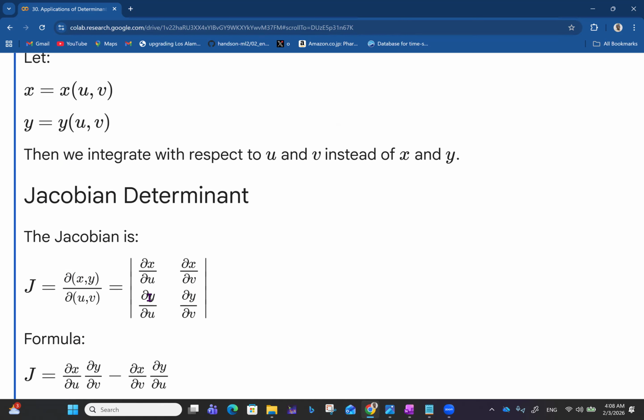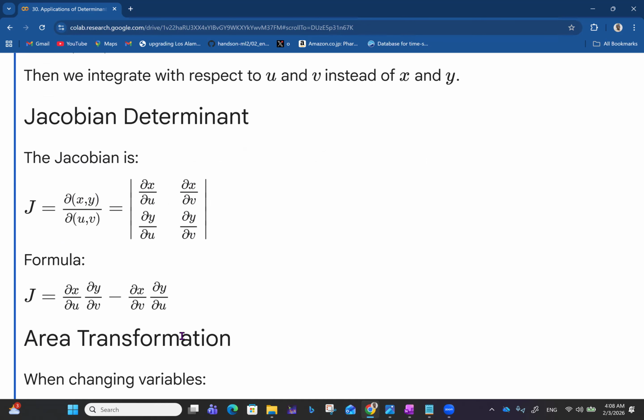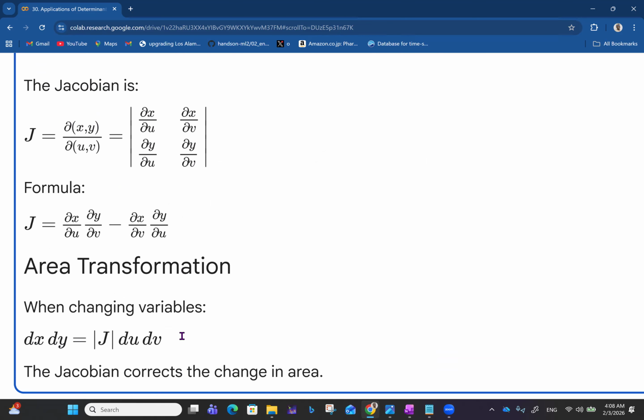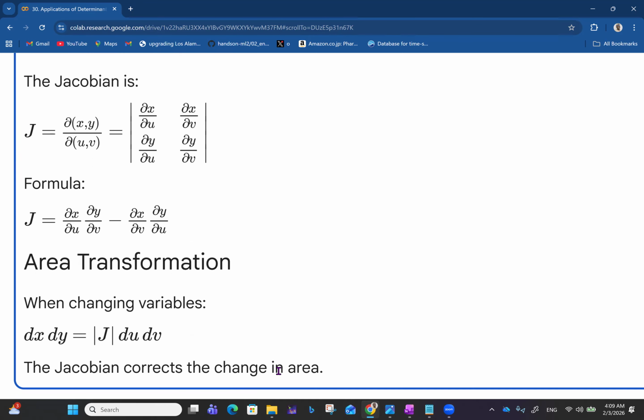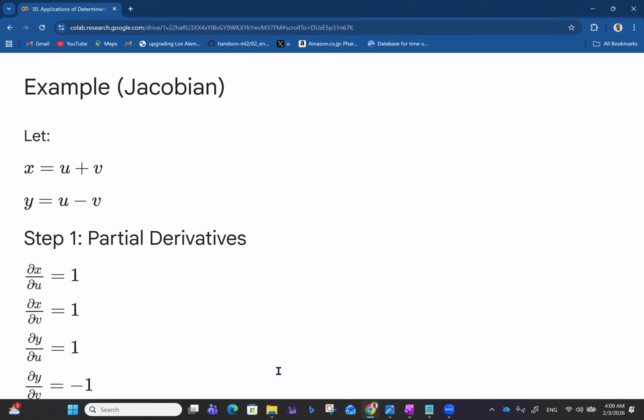So J now is dx/du times dy/dv minus dx/dv times dy/du. This is the determinant of the Jacobian, so that's the Jacobian determinant. And then we have area transformation. When changing variables, dx dy is the same thing as the absolute value of the Jacobian multiplied by du dv. So the Jacobian corrects the change in area. All right, so let's try that out and see how that works.